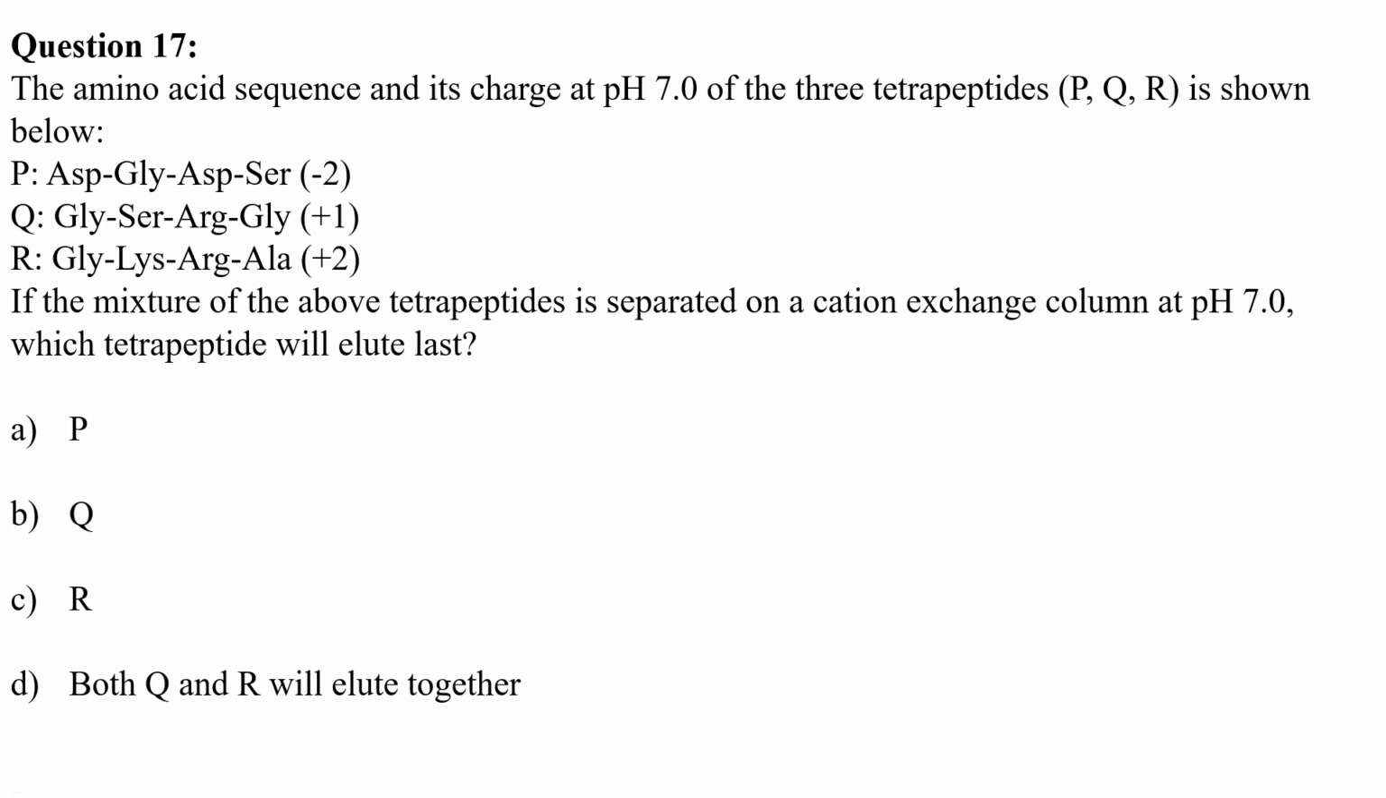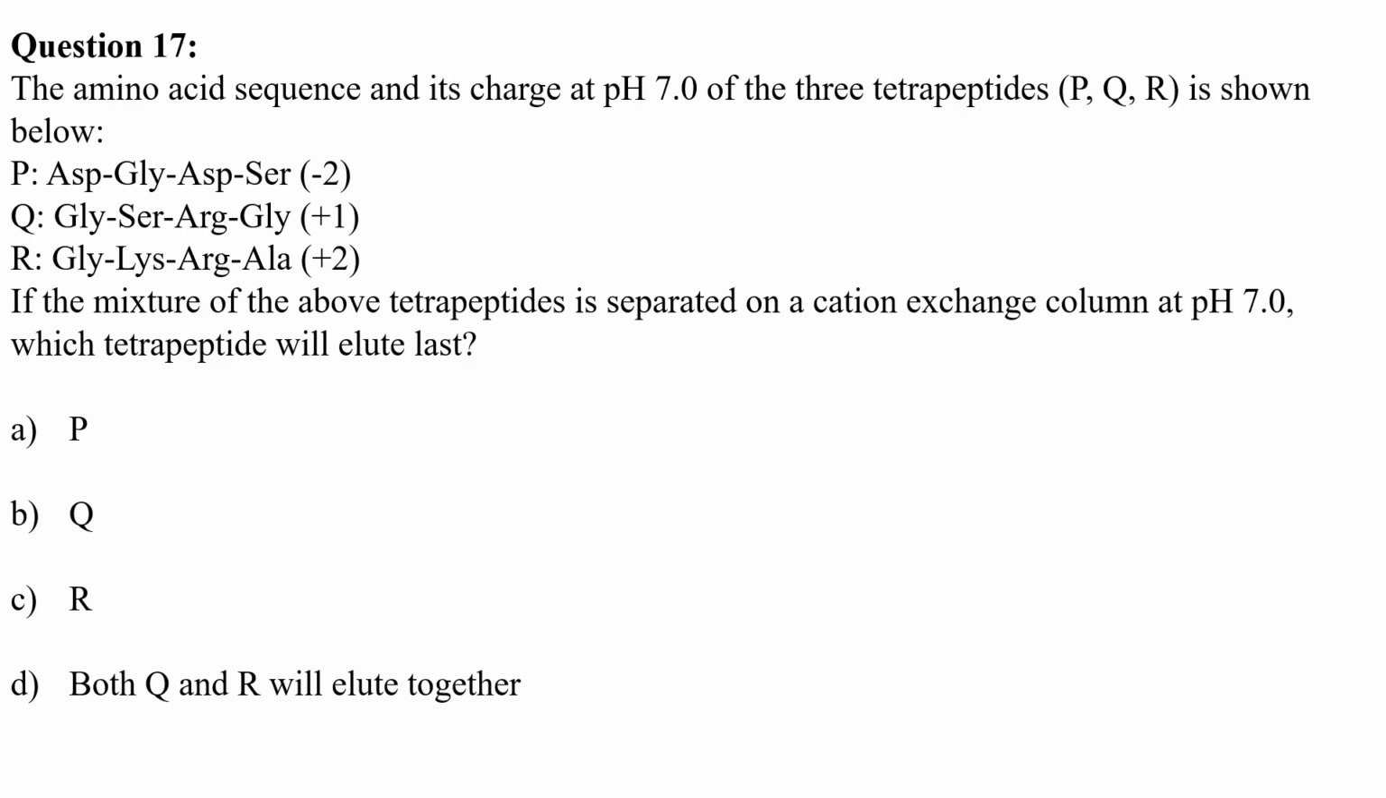Question number 17. The amino acid sequence and charge at pH 7.0 of the 3 tetrapeptides P, Q, R is shown below. So we have 3 tetrapeptides here, P, Q and R, and the charge at pH 7 is given. For P, the charge is -2, for Q the charge is +1 at pH 7, and for R the charge is +2 at pH 7.